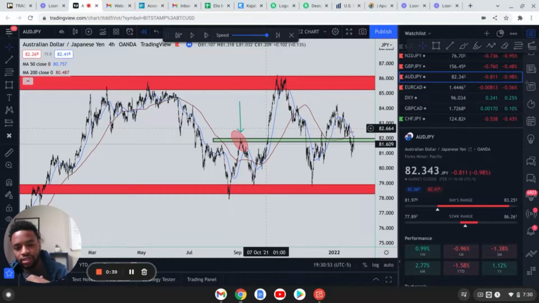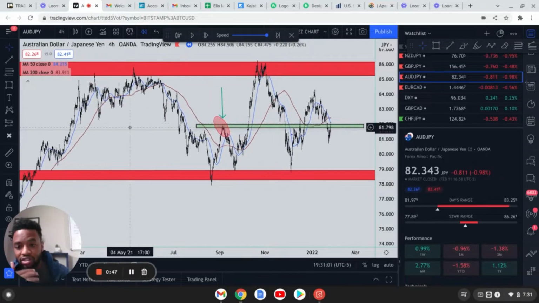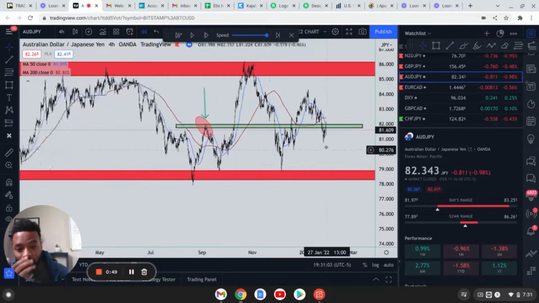Now, for this particular case, I went ahead and marked out these red zones on the daily and the weekly. It shows that this market is in a zone, right? This market is in a range. It's going back and forth, okay?